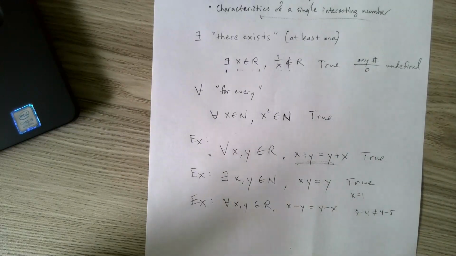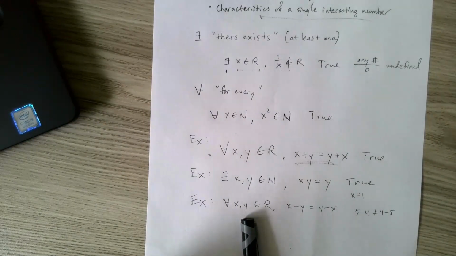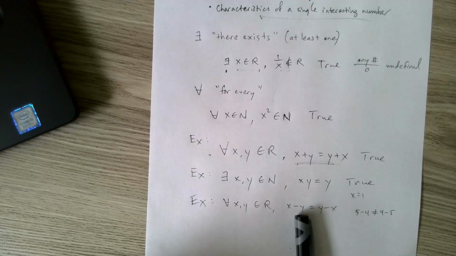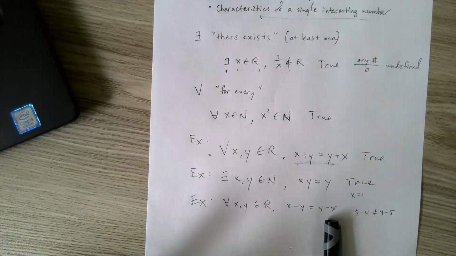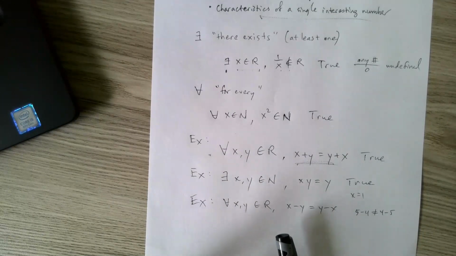It works sometimes. If x equals y, then I'm going to get 0 on both sides no matter what order I subtract the two numbers, right? Or if both of them are 0, I'll get 0 on both sides also.